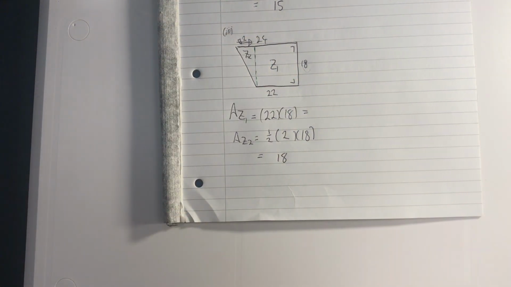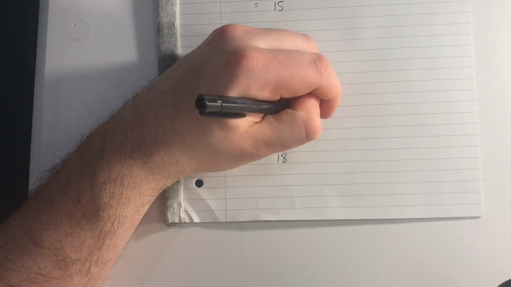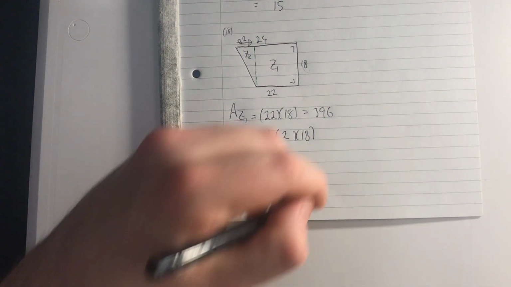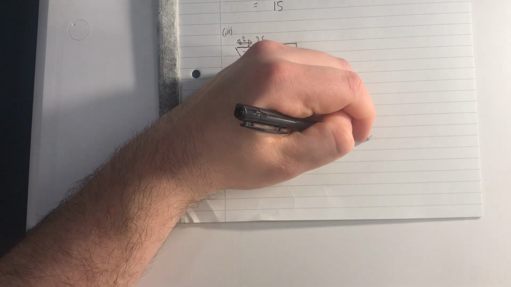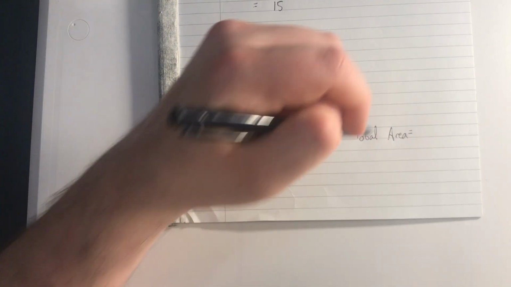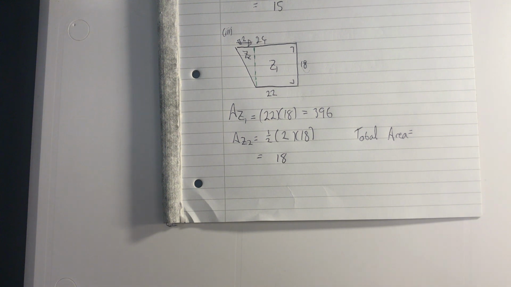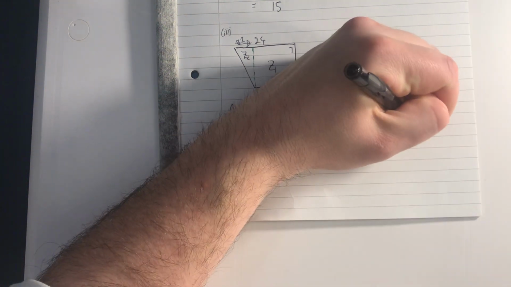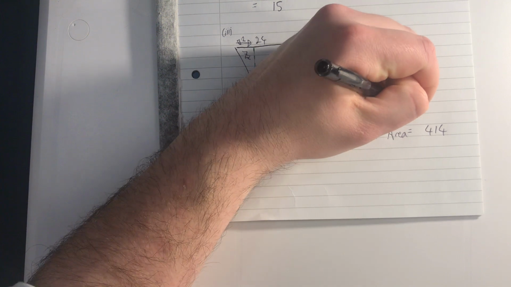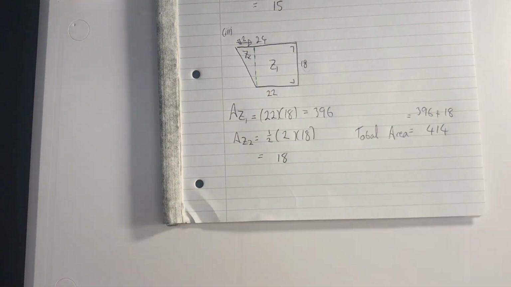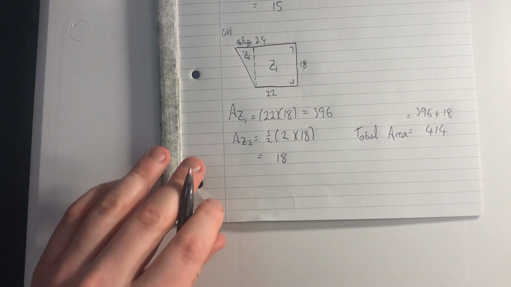And 22 by 18, gosh, that's a calculator job. That's equal to 396. So total area is equal to 396 plus 18, which is equal to 414. So that's how I would do part 3.